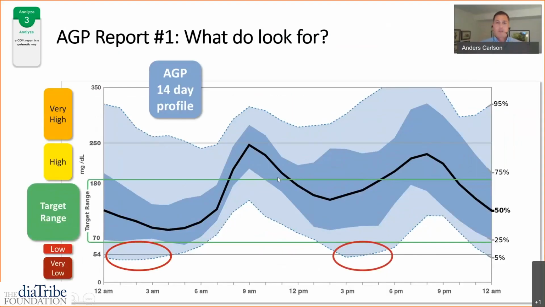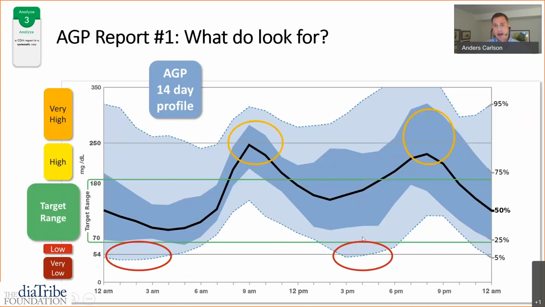So what do you look for when you look at an AGP? And really the very quick look, when you eyeball it for the first time, what I always look for is the periods of hypoglycemia. So how much time and where is the patient spending time in the hypoglycemia range? So in this example, you can see that the bottom line, the 5% line, is low in the 12 a.m. to 3 a.m. range, and again in the 3 p.m. to maybe 5:30 or 6 p.m. range. So your eye kind of goes right to where it's low.